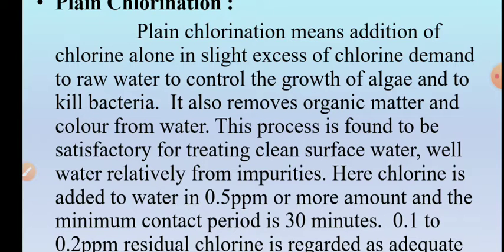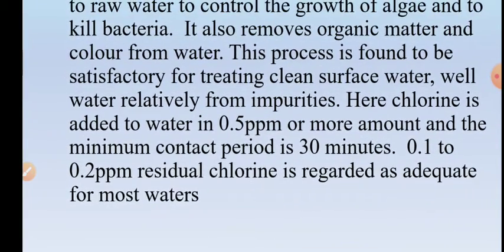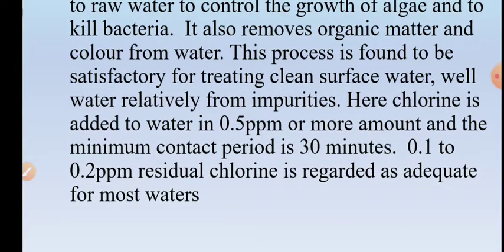Plain chlorination removes organic matter and color from water. It removes algae and kills bacteria. The process is found to be satisfactory for treating clean surface water. Plain chlorination is widely used for treating clean surface water and well water relatively free from impurities. The amount of chlorine added to water in plain chlorination is 0.5 ppm. ppm means parts per million. 0.5 ppm or more, and the minimum contact period is 30 minutes.